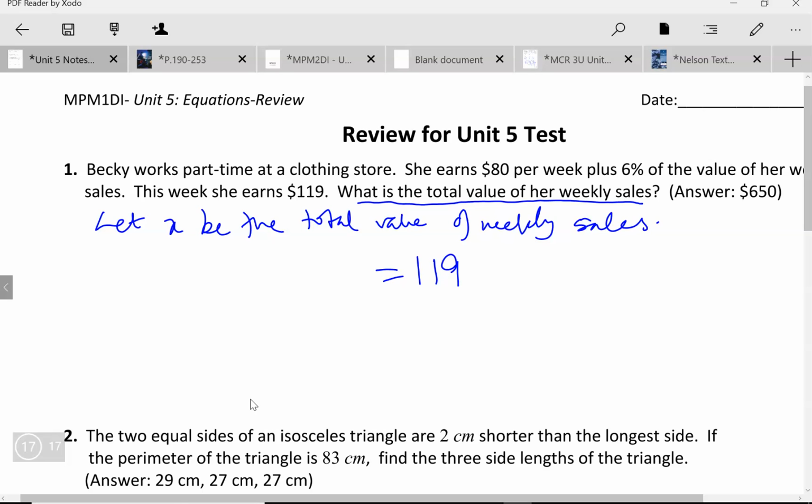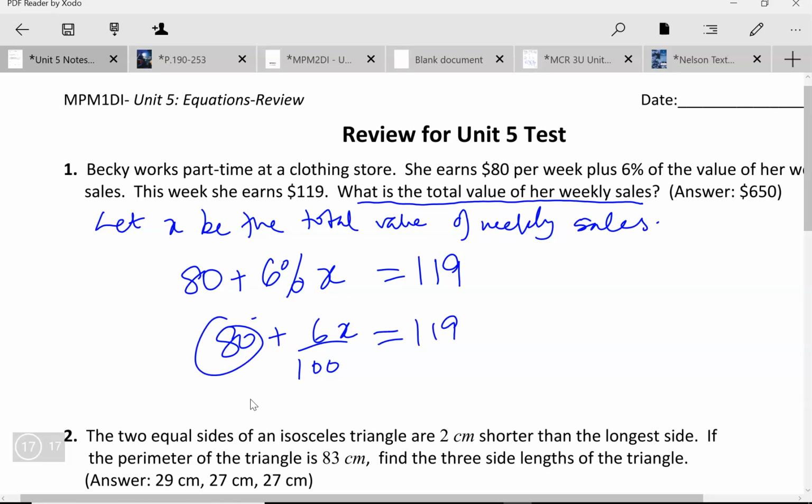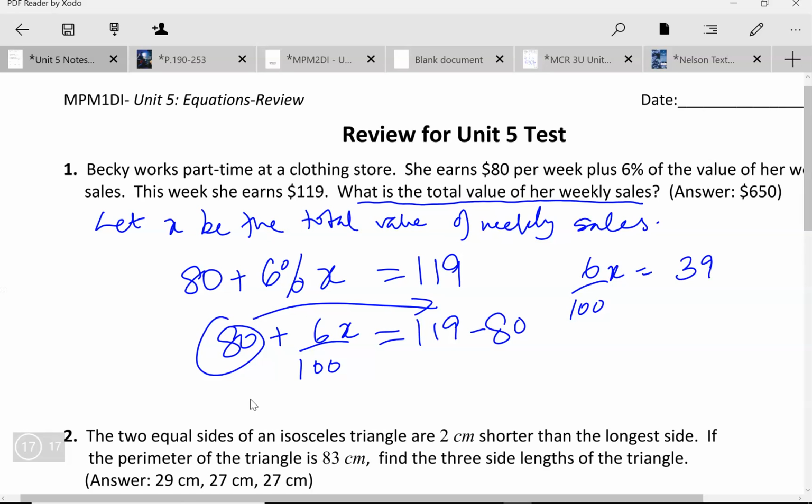And how does she earn that $119? She earns $80 plus 6% of her weekly sales. But we said her weekly sales is X, so 6% of X. So 80 plus 6 divided by 100 is 6%. 6X over 100 equals 119. I'm first going to move this 80 over to the side, make it minus 80. So I get 6 over 100 X actually equals 39, I think.